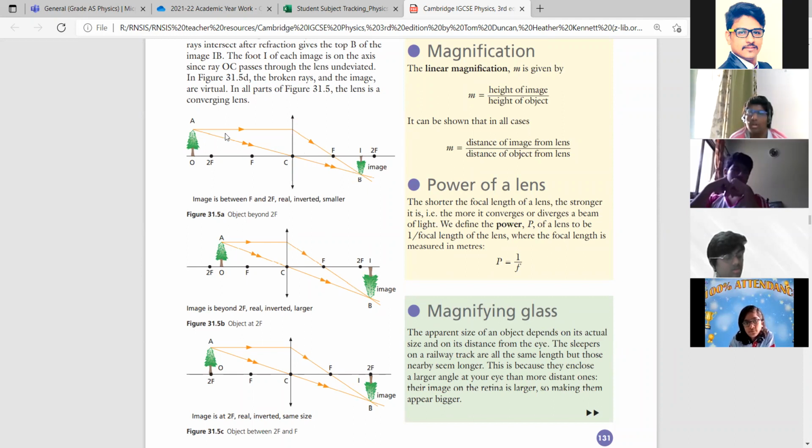Remember, from a lens, the light will pass through and you can go behind and catch it. Have you ever been to a theater?